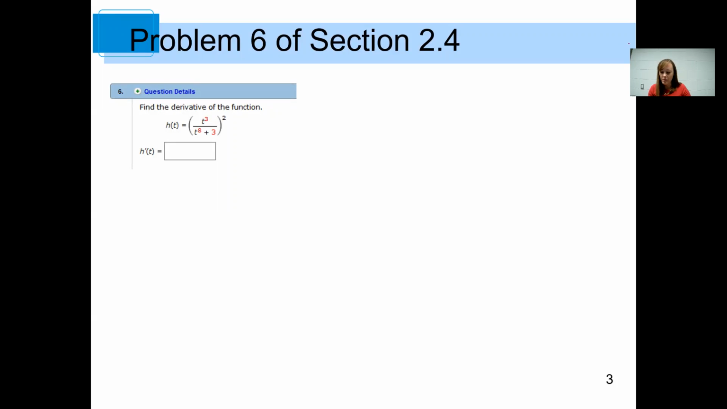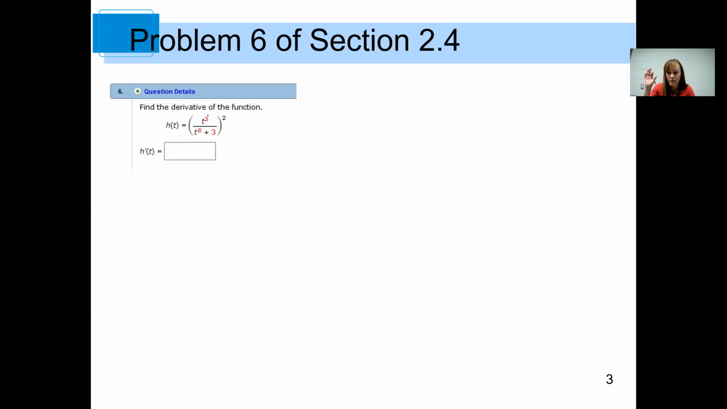All right, so in this problem, we have problem 6 of section 2.4, and we're asked to find the derivative of this function. So this function has kind of a lot going on. We have our outermost function is the square function. And then our inner function, we have t to the third over t to the eighth plus 3. And so that's a quotient function.